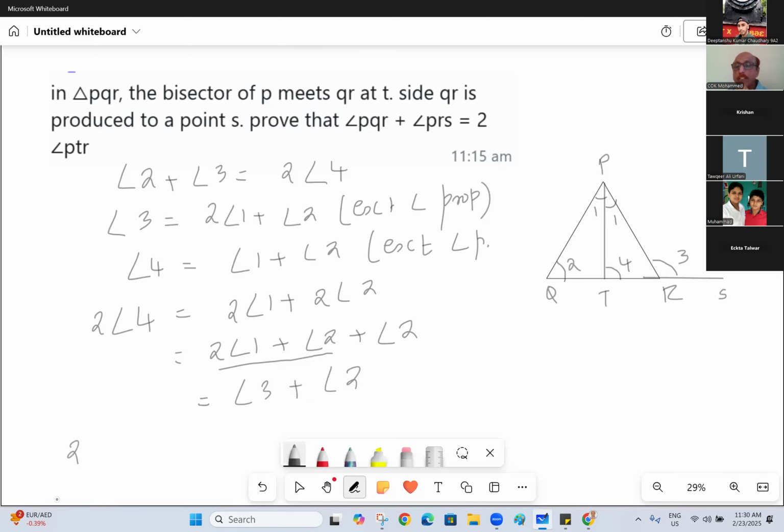Now I will write: twice angle PTR is equal to angle 3, which is angle PRS, plus angle 2, which is angle PQR. That's what I want to prove. Is that clear to you? Yes, sir. Okay, you can write that. It's a good question. Whatever you write on the board, you just write. The other question, I will check why the answer has come like that.